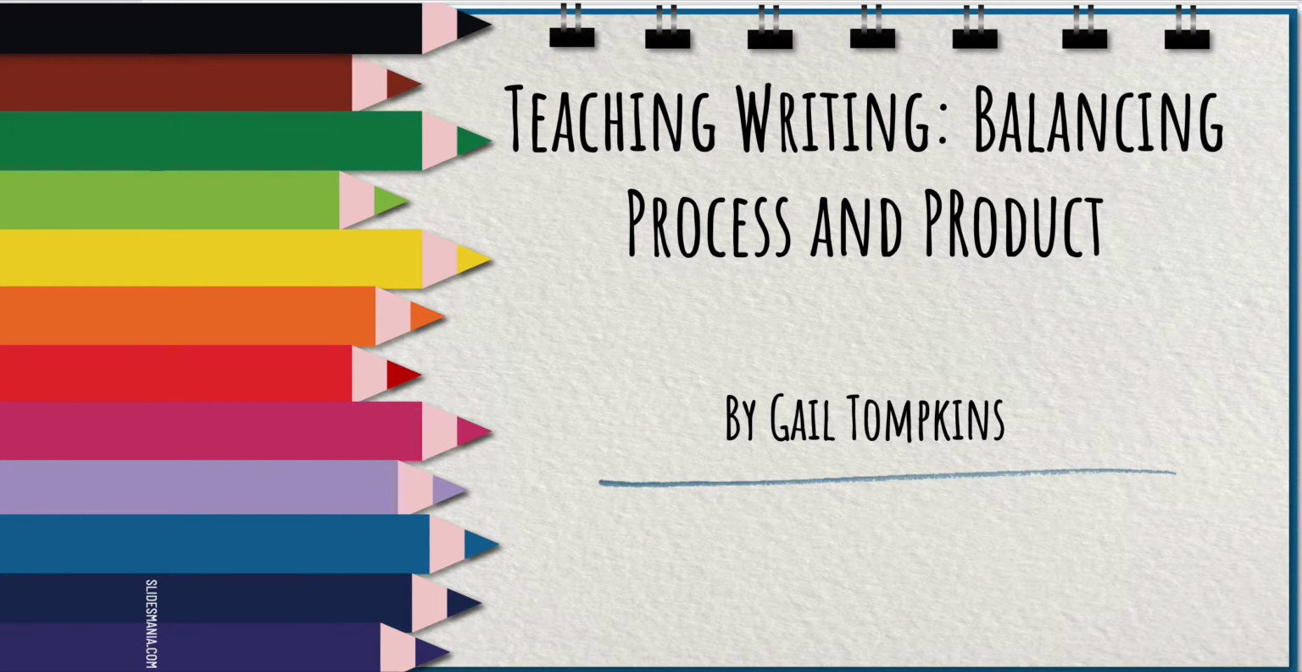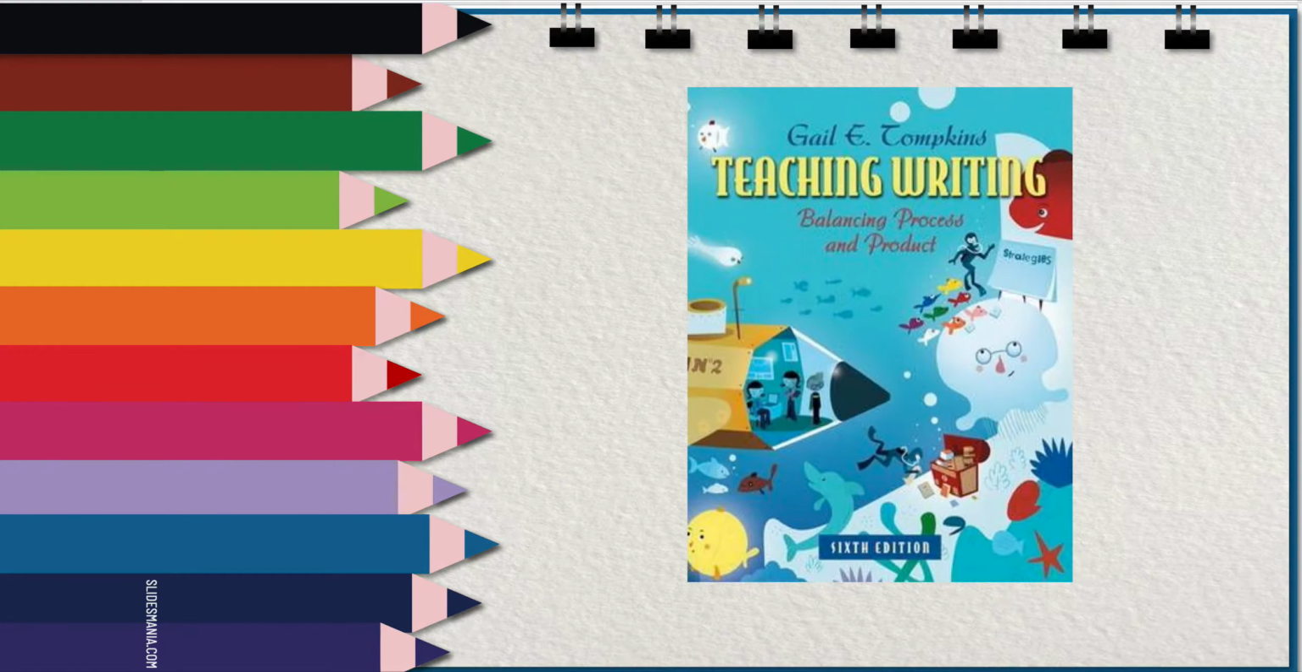Hi, my name is Jacqueline Jacobs, and I did my final project on the book Teaching Writing, Balancing Process and Product by Gail Tompkins. And Gail Tompkins, as you know, also wrote the book that we used in class. So this is another book by her, and this is what the cover looks like.